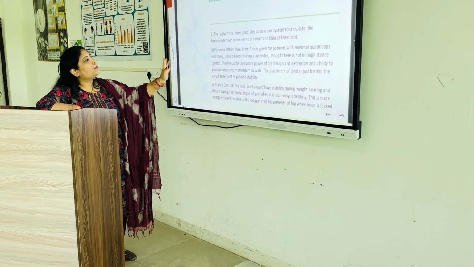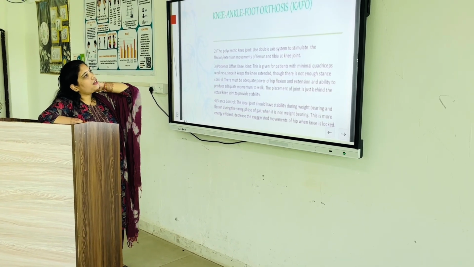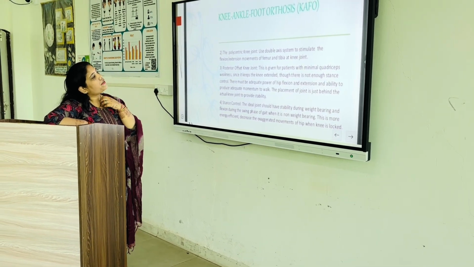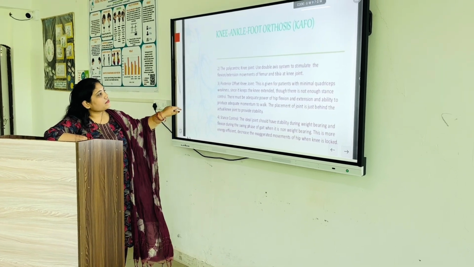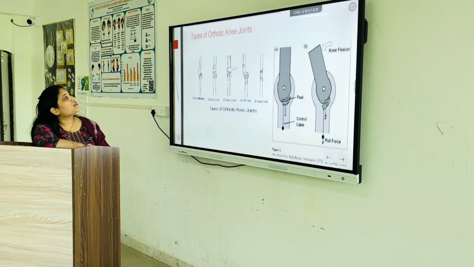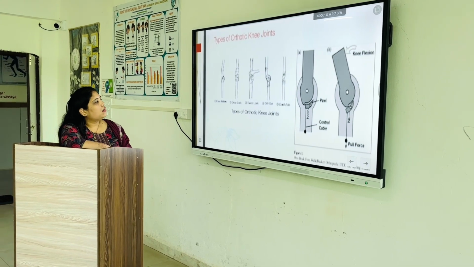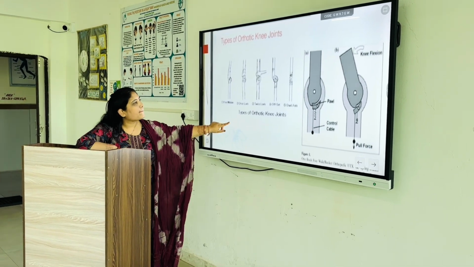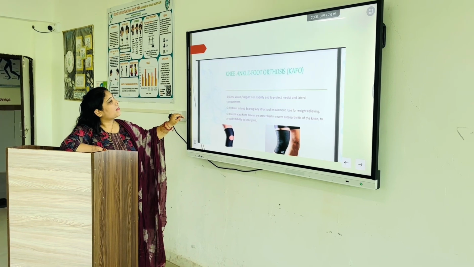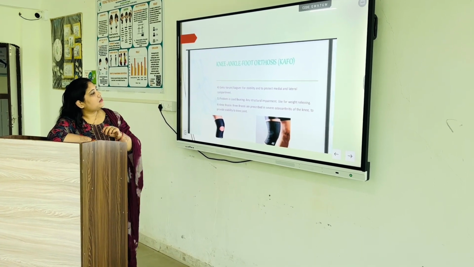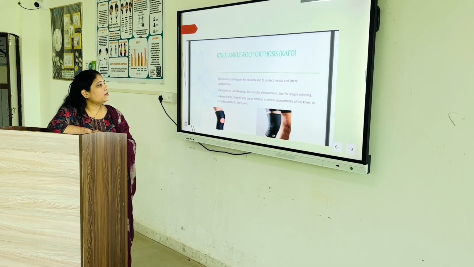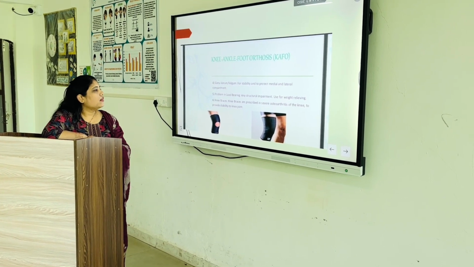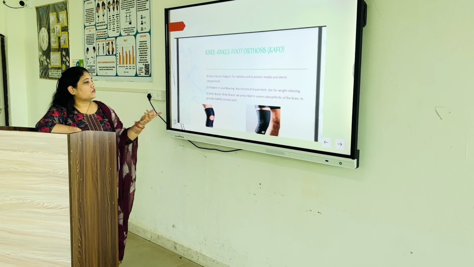Posterior, this is all the parts which are used in KFO. Polycentric knee joint, posterior offset knee joint, stance control. Now, these are the types of orthotic knee joints. This is the condition in which KFO is used: genu varum, genu valgum, problem in load bearing, and knee braces prescribed in severe osteoarthritis.